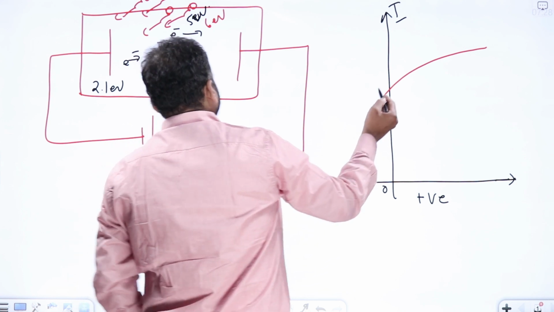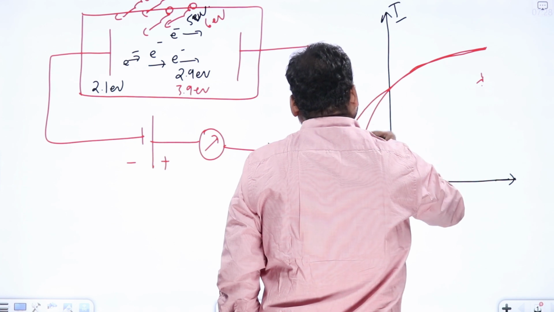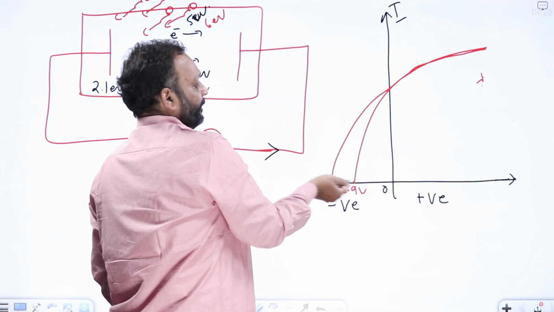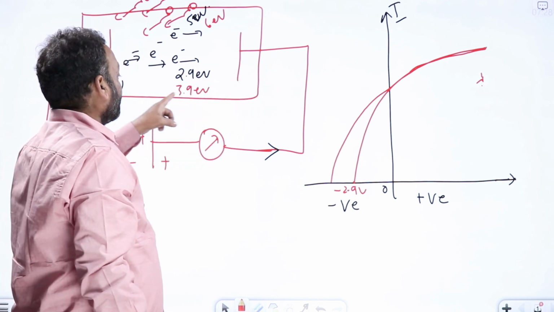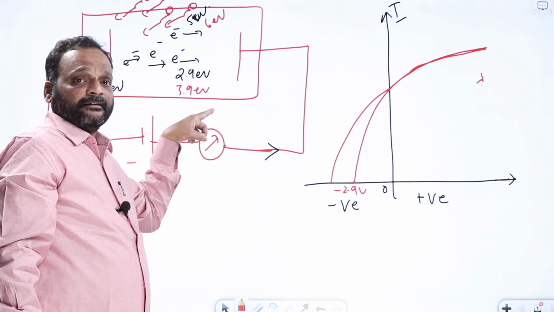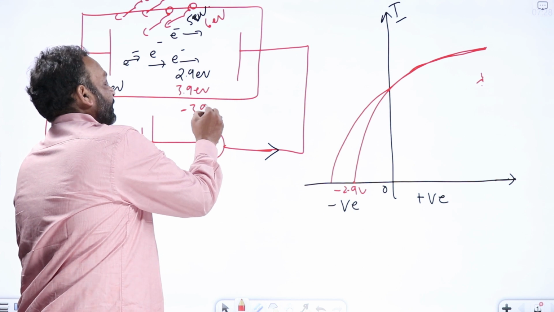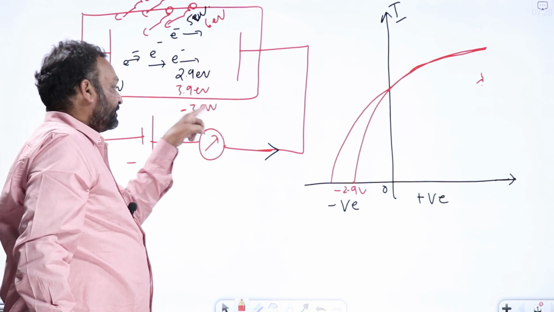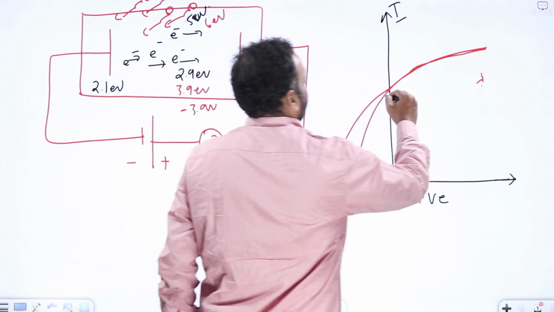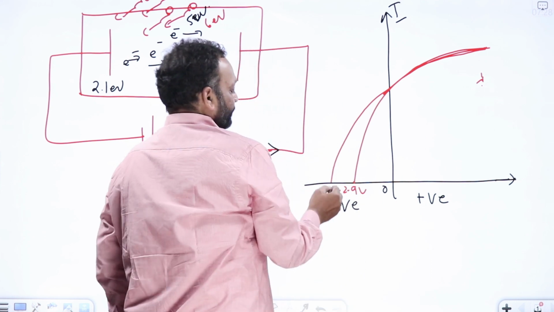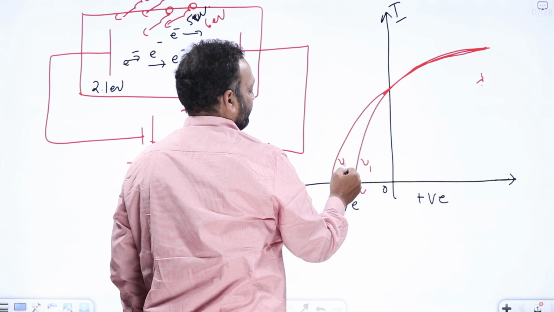Means the graph will be like this only, but this time the only difference is, stopping potential will be minus 3.9. It's not 2.9, because minus 2.9 volts is not sufficient to stop the most energetic photoelectron coming with 3.9 electron volts. In order to stop such an electron, I have to apply exactly minus 3.9. When I put minus 3.9 volts, the most energetic photoelectron will get stopped, but saturation current will be the same like this only. So this is for lower frequency, this will be for higher frequency.